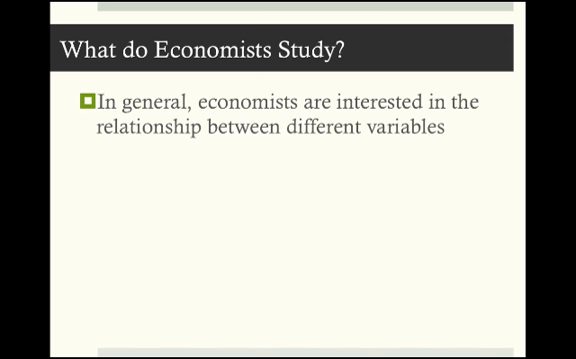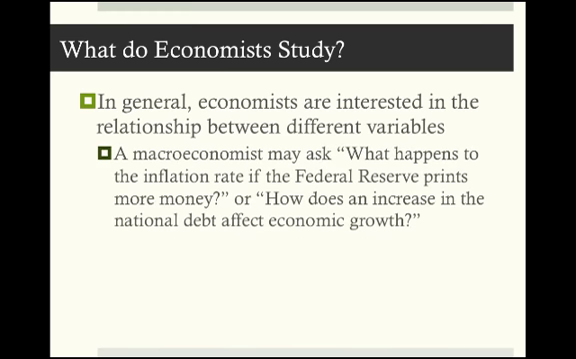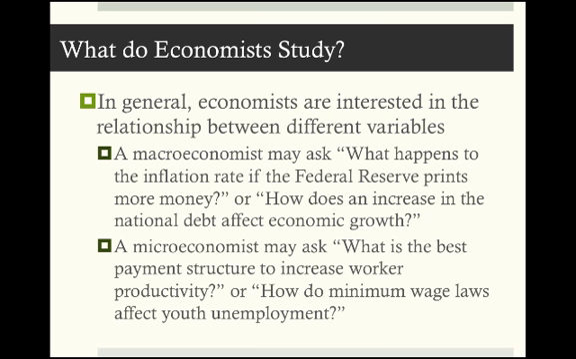So at its broadest level, economists are really just interested in the relationship between different variables. For example, a macroeconomist, someone who studies the aggregate economy, may ask, what happens to the inflation rate if the Fed prints more money, or how does an increase in the national debt affect economic growth? So a macroeconomist is interested in these relationships between inflation rates and money, or the national debt and growth. A microeconomist may ask, what's the best payment structure to increase worker productivity, or how do minimum wage laws affect youth unemployment? So to a microeconomist, some of the variables they're interested in are payment structures and productivity, and wage laws and unemployment.